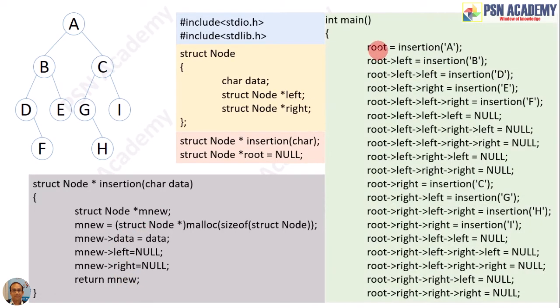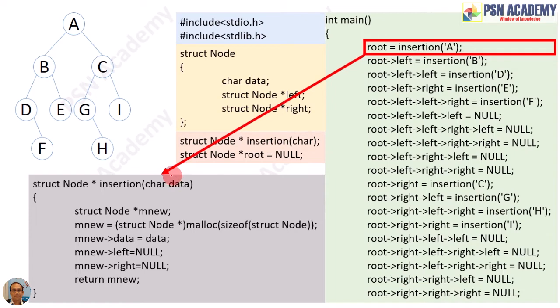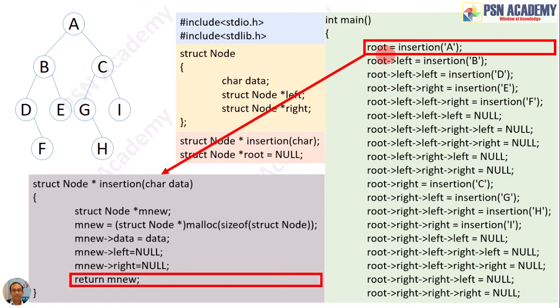Now let us look in the main. This is the insertion call with the argument A. So this will be called over here and A will be stored inside this data variable. Now mnew will create a new node and store the data inside mnew's data variable, and mnew's left and right pointers will be set to null and mnew will be returned to root. So this new node has been created with A inside and A is pointed by root.